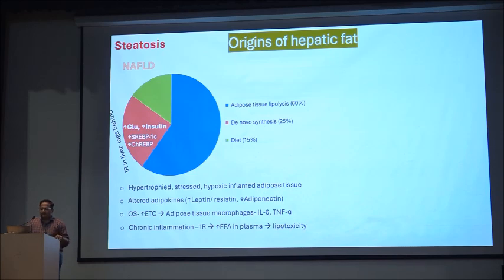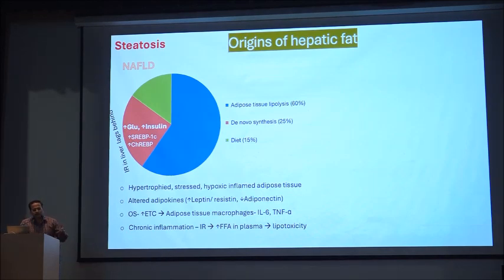In the liver, de novo synthesis of fat can also happen because of increased gluconeogenesis. Increased insulin will lead to higher SREBP-1c and carbohydrate response element binding protein. That leads to increased production of fat, DNL, de novo lipogenesis in the liver, because insulin resistance in the liver is last to happen. In peripheral tissues, it will happen first. In the liver, it happens later. So this increase in de novo lipogenesis is more prevalent in the initial stages. And dietary fat and dietary sucrose are the third source of liver fat in NAFLD.